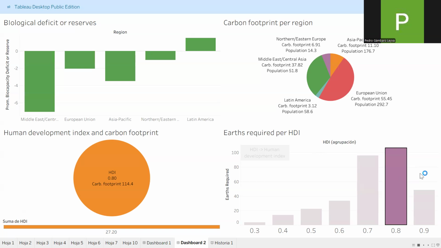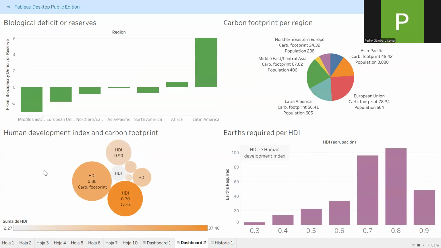So, as we can see, the Human Development Index and carbon footprint also show us that the highly developed countries, which in this case would be 0.7 and 0.8, generate a pretty large carbon footprint. So, what could my solution be, and what can I propose in order for us to maintain this carbon footprint low and try to encourage countries into maintaining biological reserves and or to lower their carbon footprint?